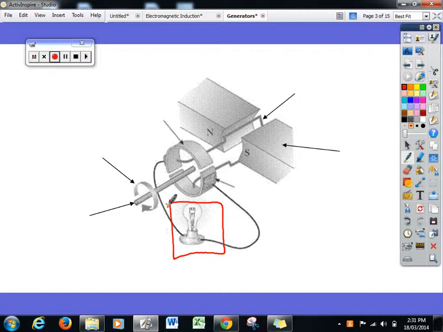Let's have a look at some of the features of this, and then we'll see why they are so similar. So firstly, do we recognise the coil? The coil's this thing here, partially hidden by that magnet. Once again, this is the magnet, this is the permanent magnet.